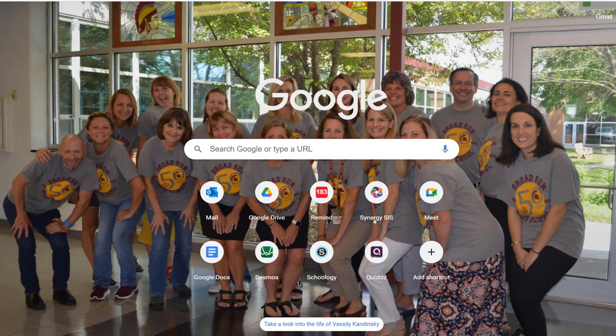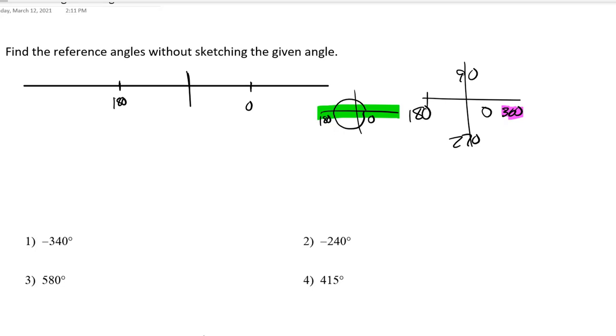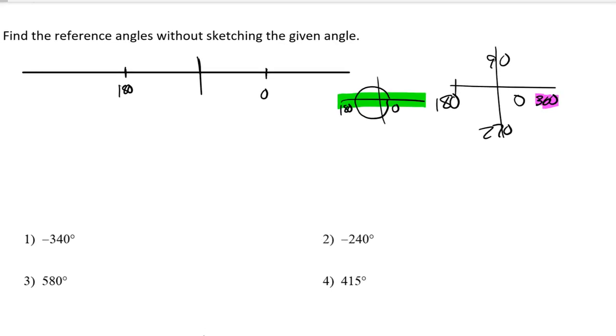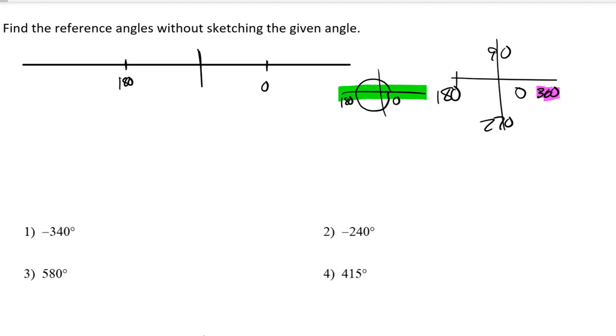I'm going to show you a shortcut, a smaller, quicker way to find reference angles without actually having to sketch them. We're going to take a look at these ones in degrees here, because those we will always pick up quickest. Take a moment, pause the video, jot these pieces down, and find the reference angles without sketching the given angle. We're going to do these four together in degrees first.